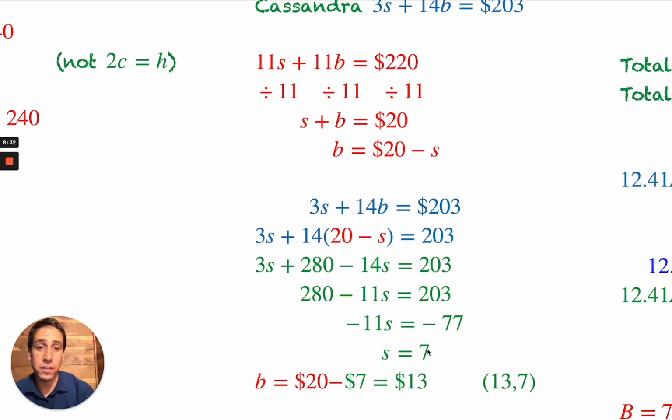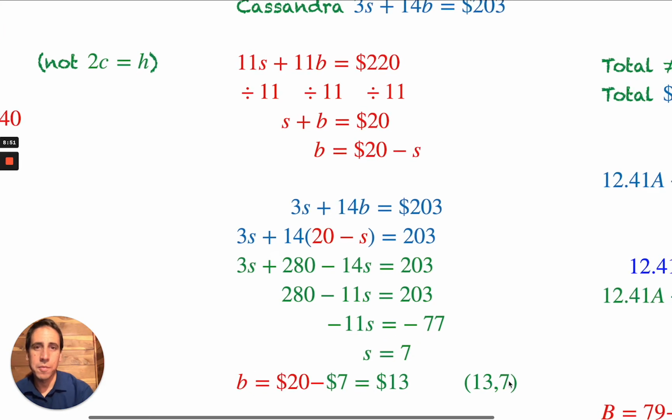The cost of a small is going to be $7. Putting that back into one of the original equations, and I'm going to choose this one here, B is equal to $20 minus S. We get B is equal to $20 minus, what do we now know S to be? It's $7, which is 13. So that means B comma S would be 13 comma 7, the cost of either pie.